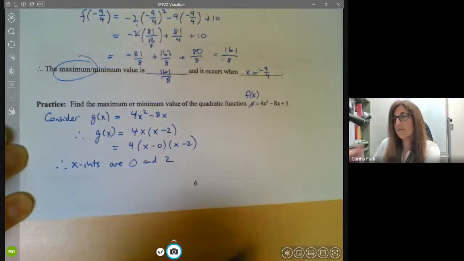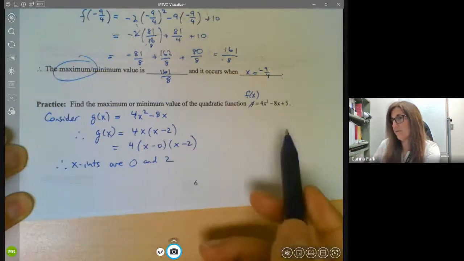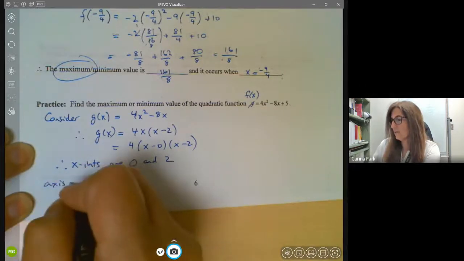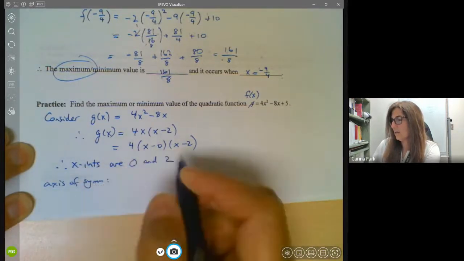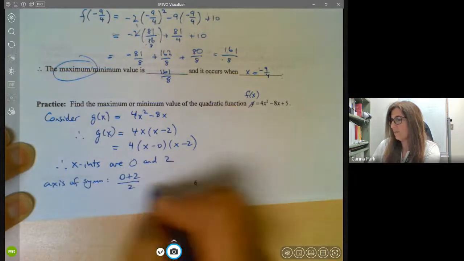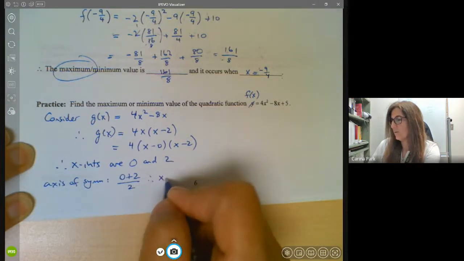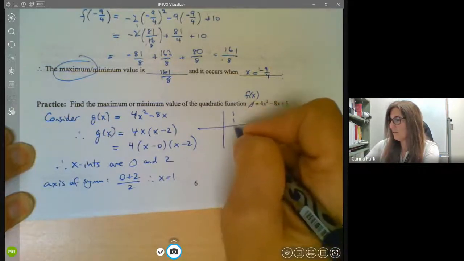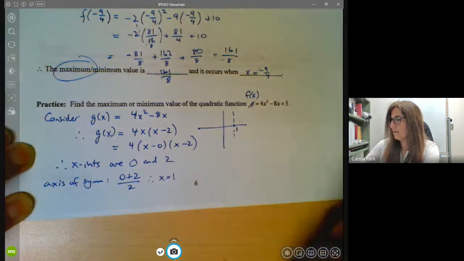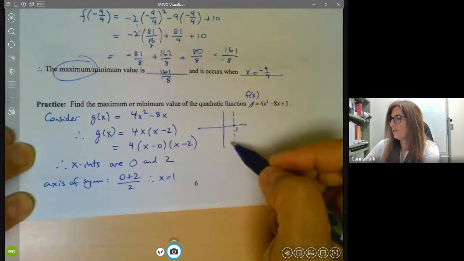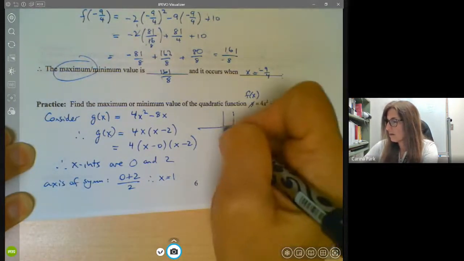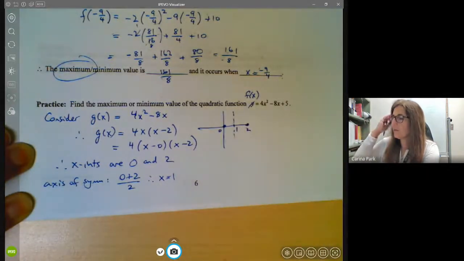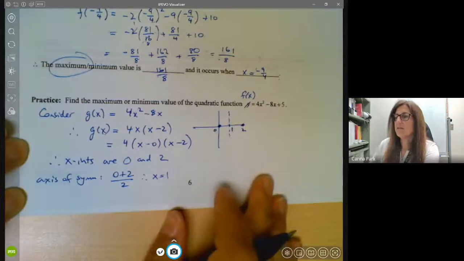Now, those are the x-intercepts of g, not of the original f. But the x-intercepts will help us to find the axis of symmetry. So for the axis of symmetry, we're going to add them up and divide by 2. So x equals 1. So, right, here's your axis of symmetry going through 1. Okay, and wherever g of x was with its intercepts at 0 and 2, f of x will share the same axis of symmetry.